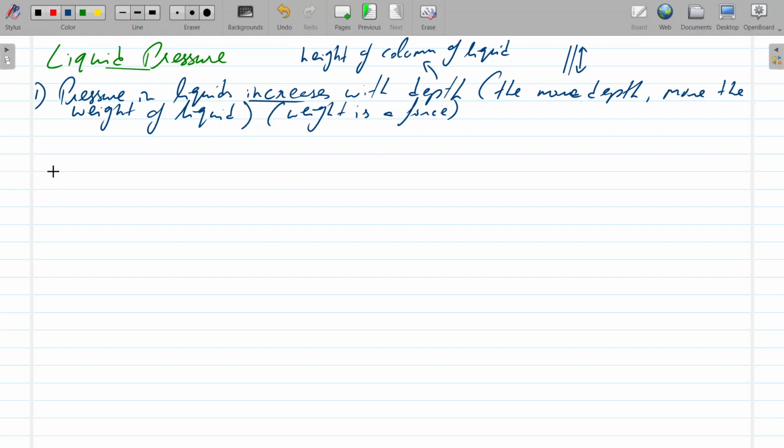Then the second point they make is the pressure at a certain depth acts equally in all directions.